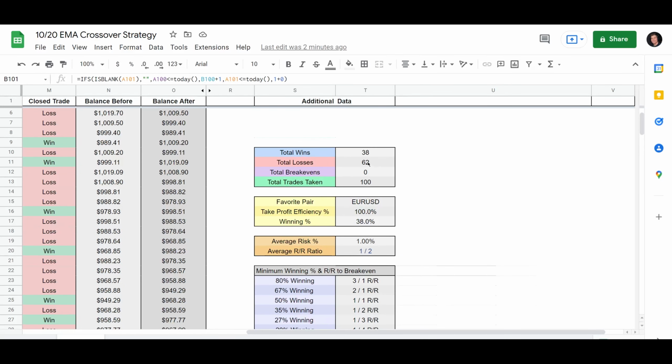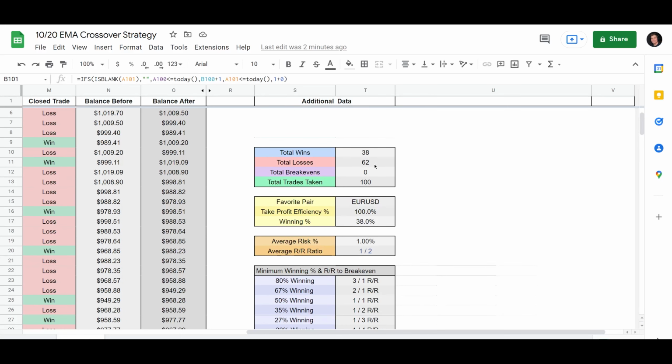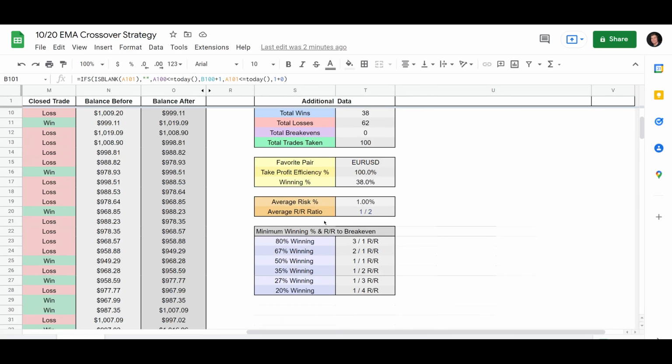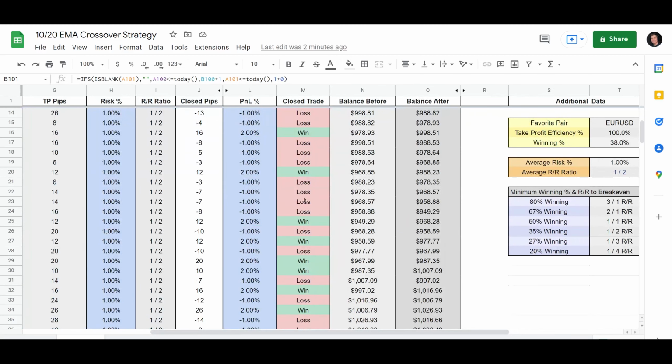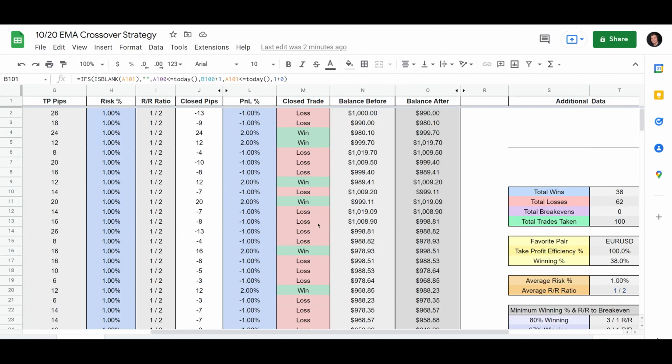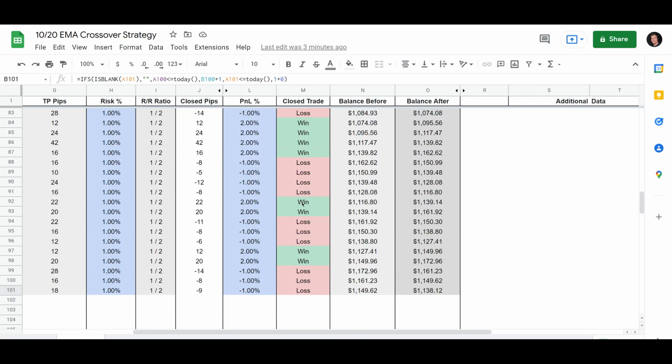We can see over here, I took 100 trades in total. We had 62 losses, 38 wins. Obviously, our favorite pair is EURUSD, and we had a 38% winning percentage. We lost way more trades than we won, but due to the fact that we had a 1-to-2 risk to reward ratio, even when we would encounter a losing streak of, let's say, 5 losses in a row, over here we encountered 6 losses in a row at one point, each win would sort of make up for any 2 previous losses.